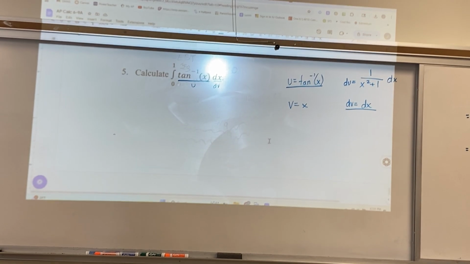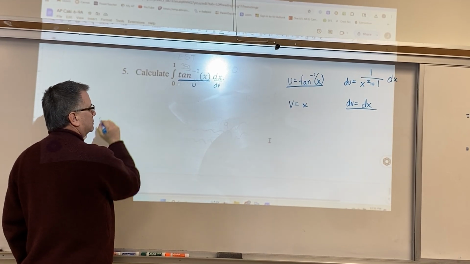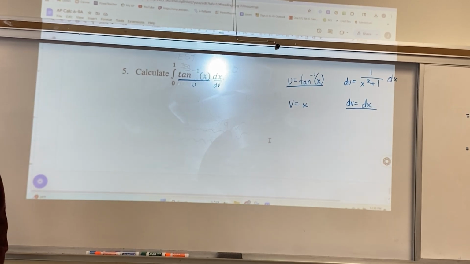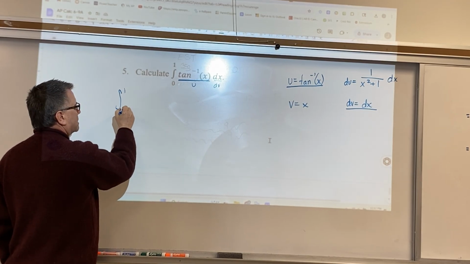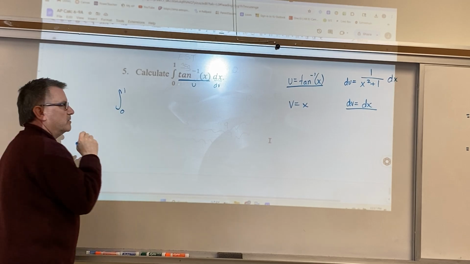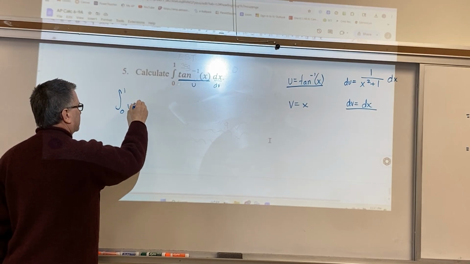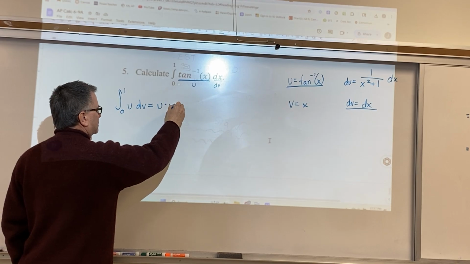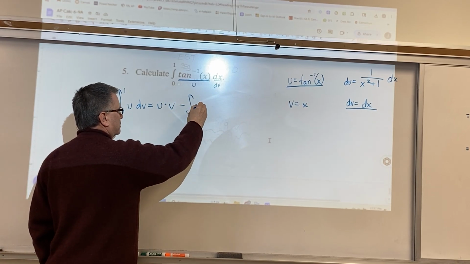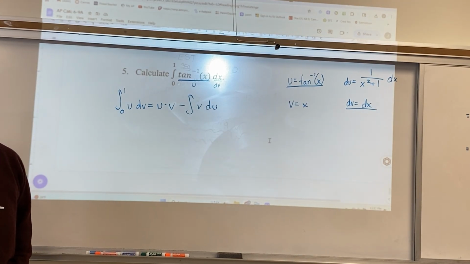Well, let's see if this works. I don't know. So, let's see, the integral from 0 to 1. How do I write this? Oh, it's a UDV. It is going to equal U times V minus the integral V du. Okay, there's what I wanted to do.